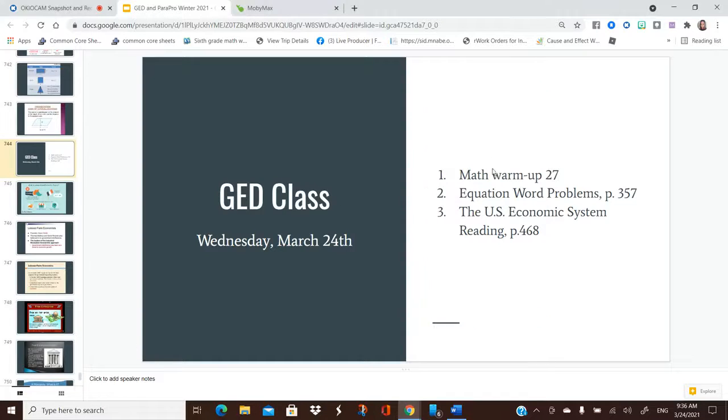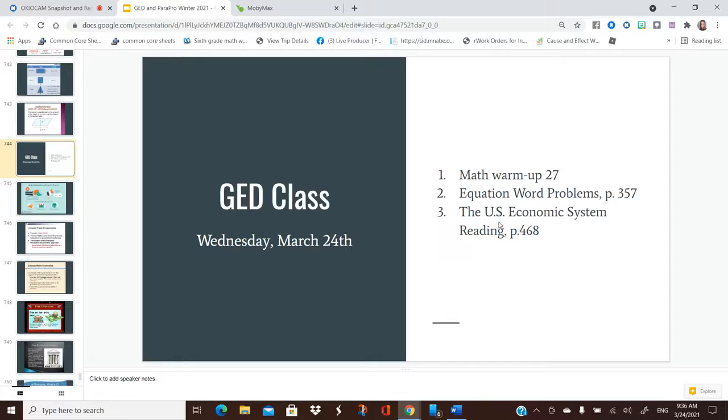Today we're going to start with math warm-up number 27 in your packet. Then we're going to look at those equation word problems that we started yesterday. We did the 3 examples. Today I'm going to start going through the problems on the back, which is page 357.